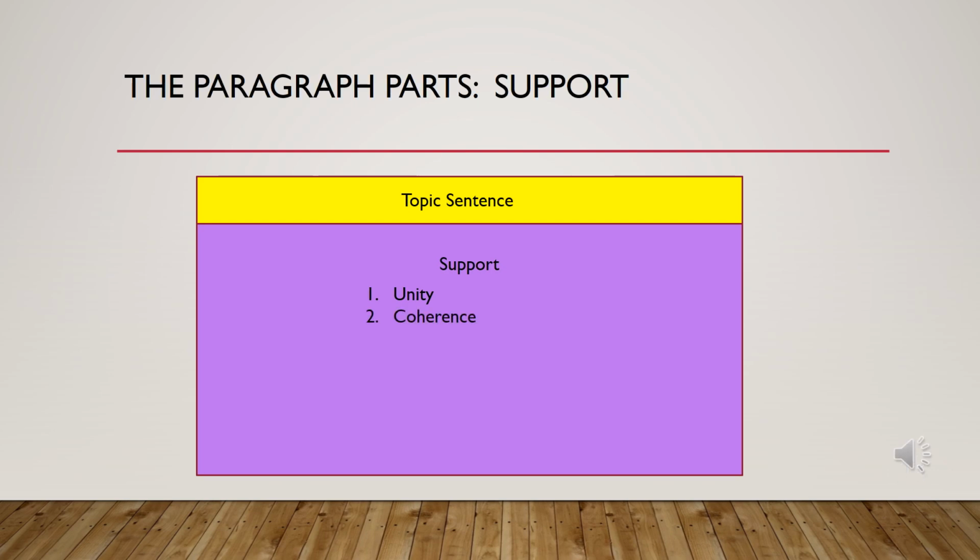Coherence indicates that all the sentences in the body paragraph relate to each other in a logical fashion. In other words, the second sentence in the body paragraph relates logically to the third sentence, and the third sentence relates logically to the fourth sentence, and so on. This logical relationship of sentences and the information contained in the sentences is what we mean when we talk about coherence.